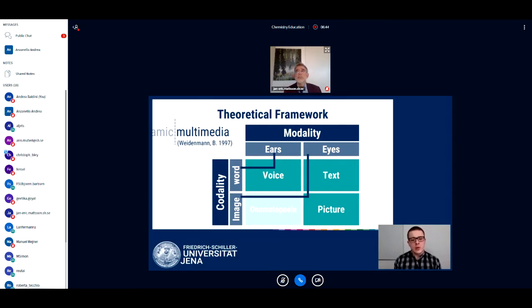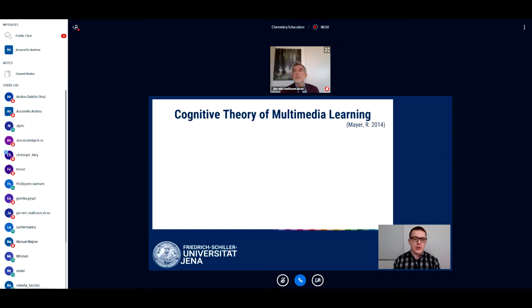So if we wanted to investigate potential differences between static monomedia and dynamic multimedia, we have to take a closer look at how students learn from multimedia. And for that, I'm going to use the cognitive theory of multimedia learning by Richard Mayer, which provides a rather valid model of the human cognitive system.